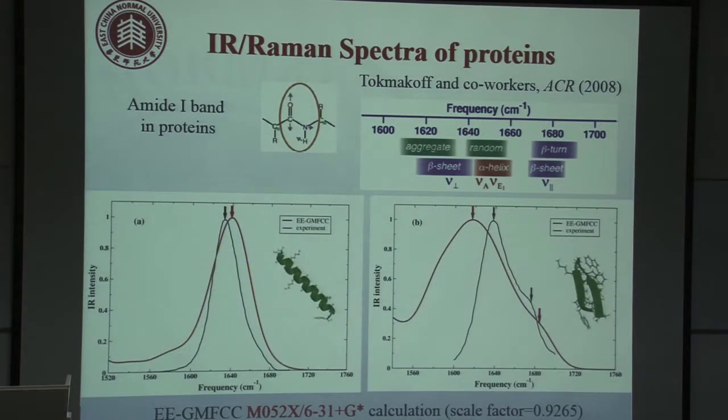So we performed M05-2X with this basis set to simulate the IR spectrum. And we can see that we get one strong peak for this alpha helix system, and we get this two-peak pattern for this beta hairpin system. Here we use a scale factor to account for the anharmonicity. And again, I want to emphasize that these calculations are carried out in the gas phase.